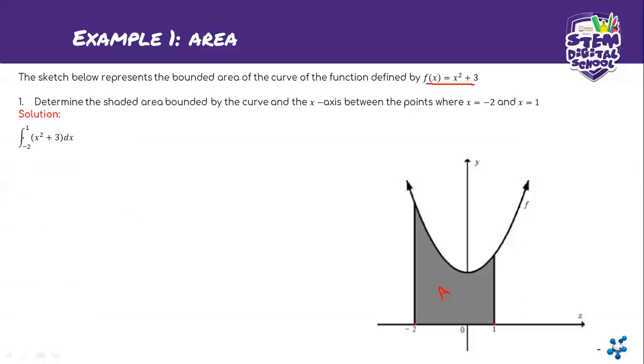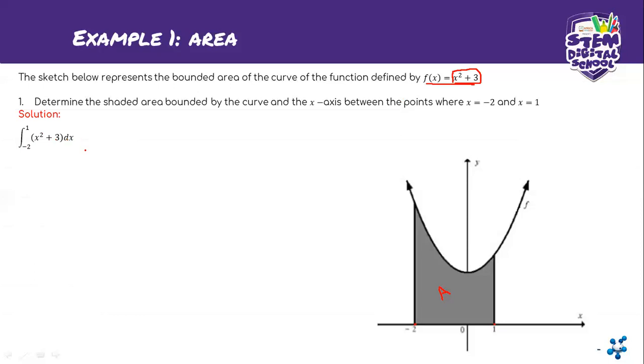Then you're going to write the integral sign, where you include your lower limit. You can see that the lower limit in this case is -2 and the upper limit is 1. Then you take the equation of that particular curve. In this case, we're having x squared plus 3. You can see x squared plus 3 dx.